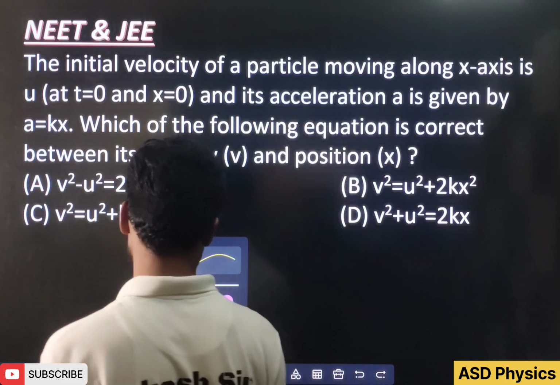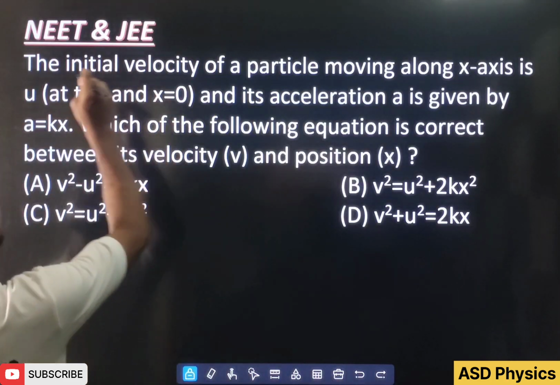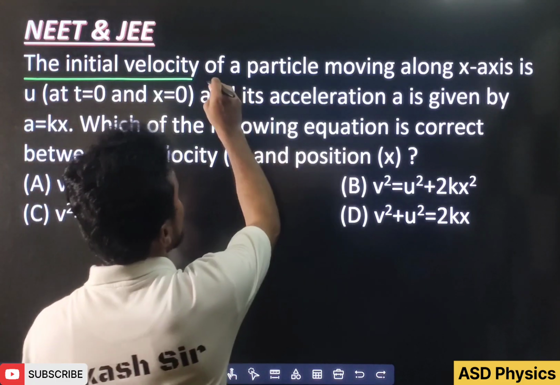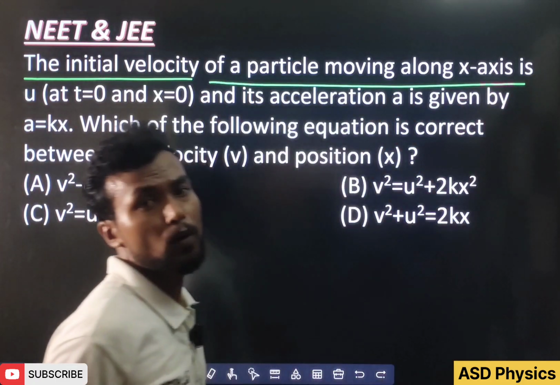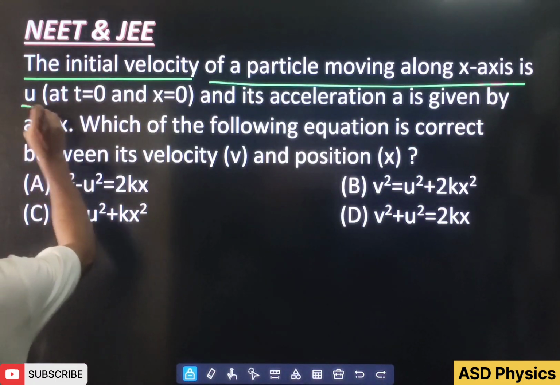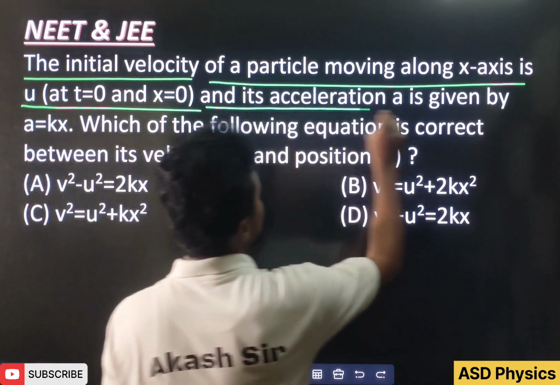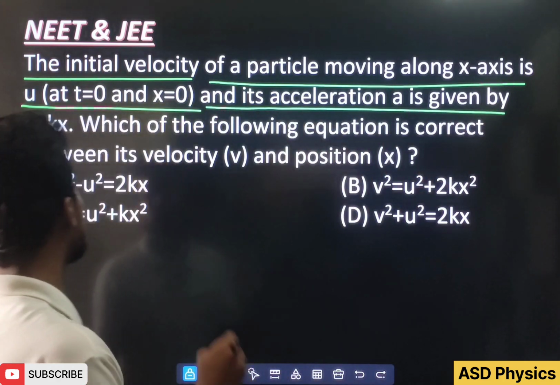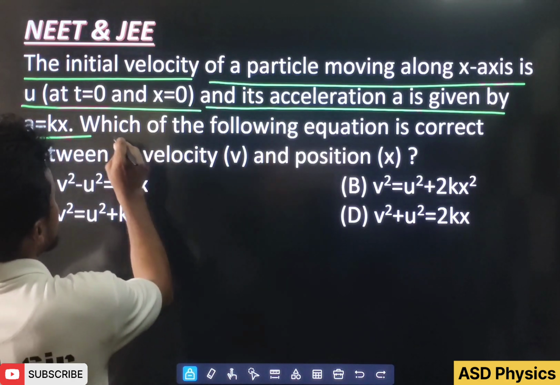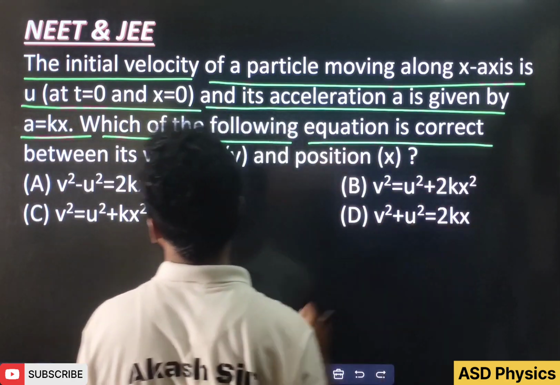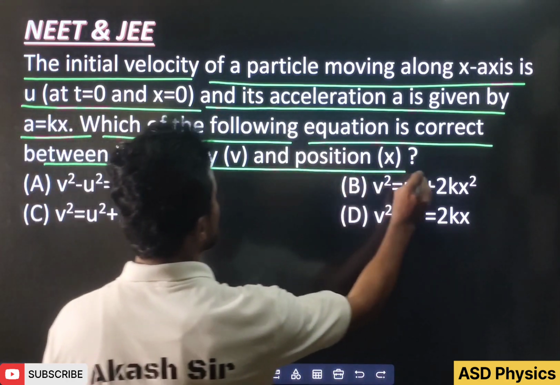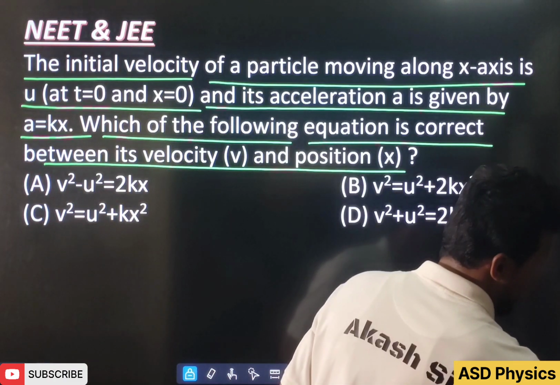Now let's move to this question. The question is: the initial velocity of a particle moving along x-axis is u at t equal to 0 and x equal to 0, and its acceleration a is given by a equal to kx. Which of the following equation is correct between its velocity u and position x?